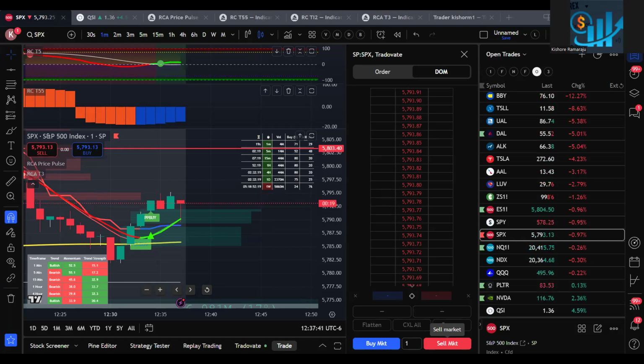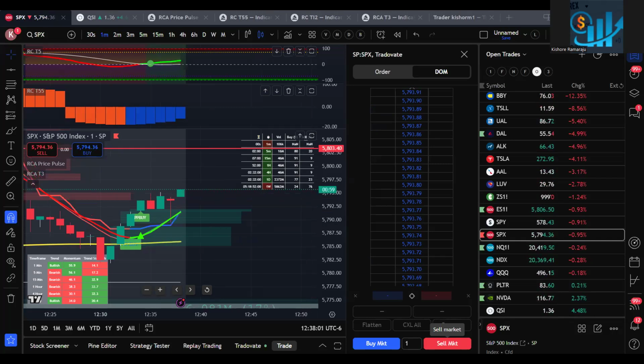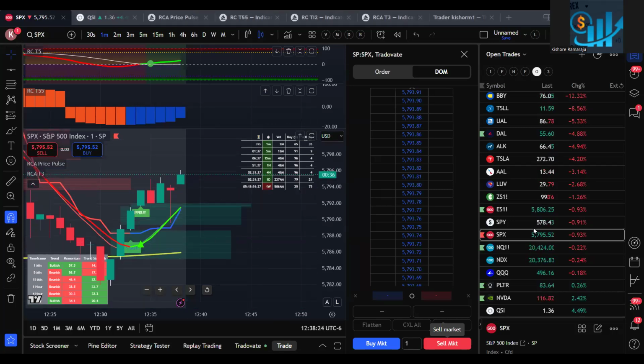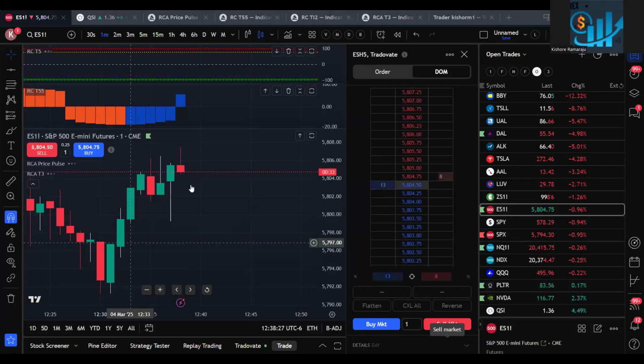I'm doing SPX 5785, 5775 bull put. English became bullish one more time.